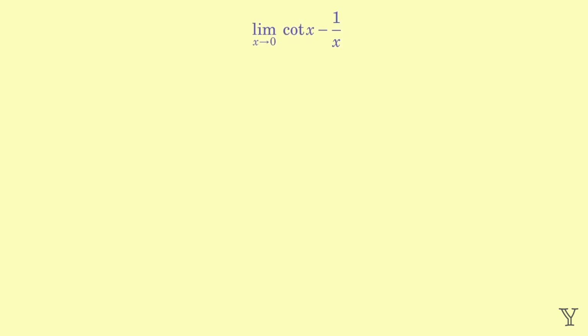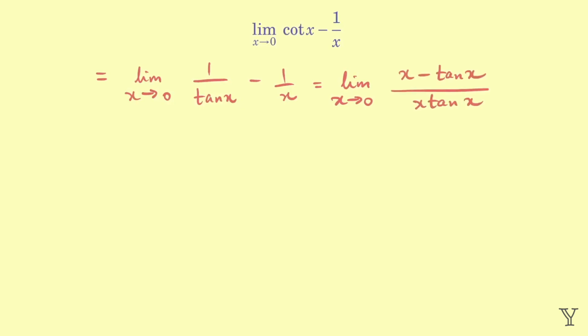Let's see how. Let us rewrite cot x as 1 upon tan x. We can now consider x times tan x to be the common denominator. So the original expression can now be written as x minus tan x upon x tan x. We now have an expression of the 0 by 0 form. Let's apply L'Hopital's rule.